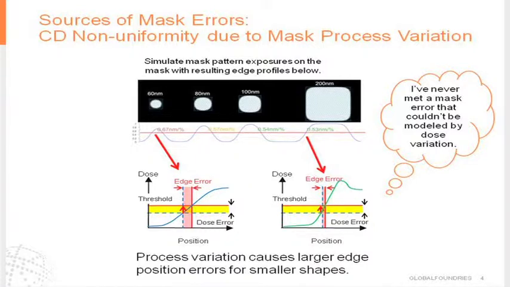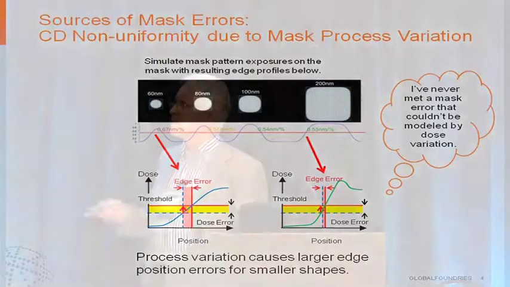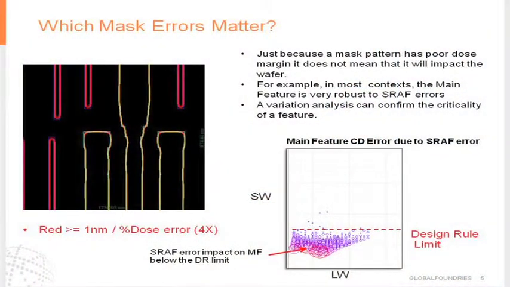Now, one of my colleagues at Global, who knows far more about masks than myself, said, I've never met a mask error that couldn't be modeled as a dose variation. What he meant is that even for unattributable mask errors, quite often dose is a good way to model that. So first of all, which mask errors matter? This speaks to context. Just because a mask pattern has a poor dose slope, poor dose margin, doesn't mean it will impact the wafer.